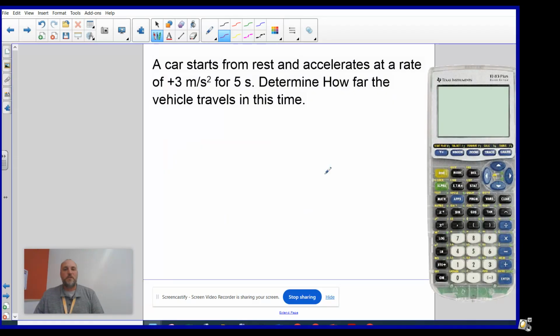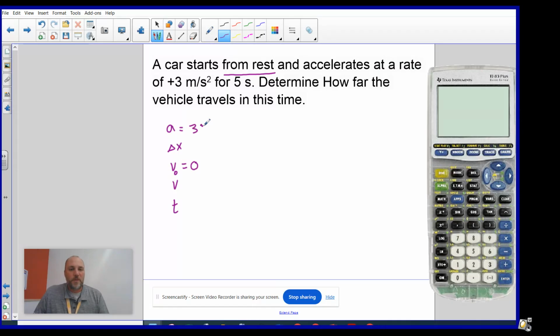So a car starts from rest and accelerates at a rate of plus 3 meters per second squared for 5 seconds. Determine how far the vehicle travels. Again, I'm going to write down those 5 kinematic variables: acceleration, displacement, v initial, v final, and time. And I'm just trying to list what I know. What have I been given? We have some implied data here. It says starts from rest, which means our initial velocity is 0. It accelerates at a rate of plus 3 meters per second.